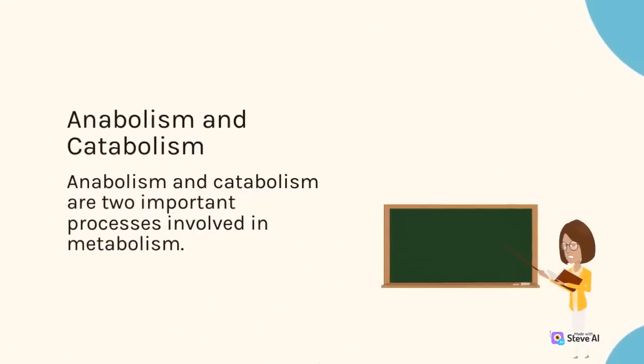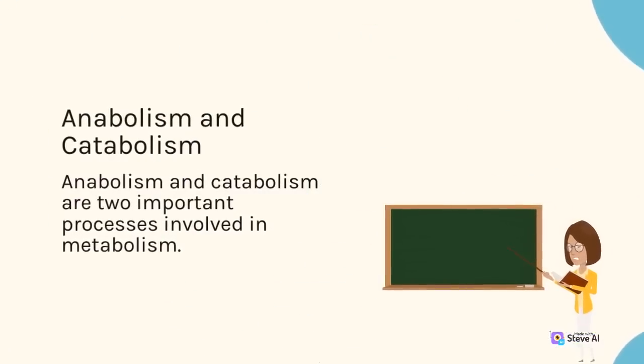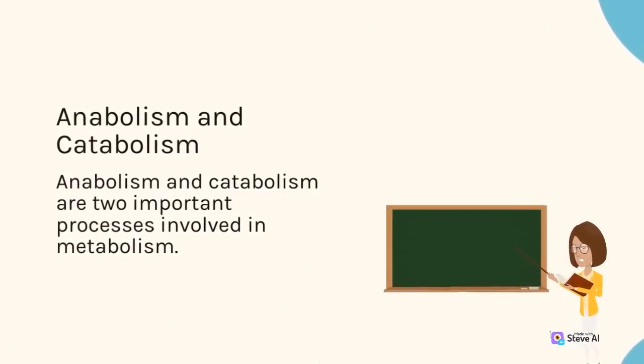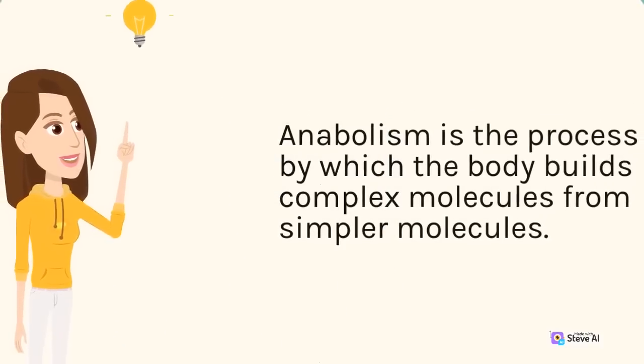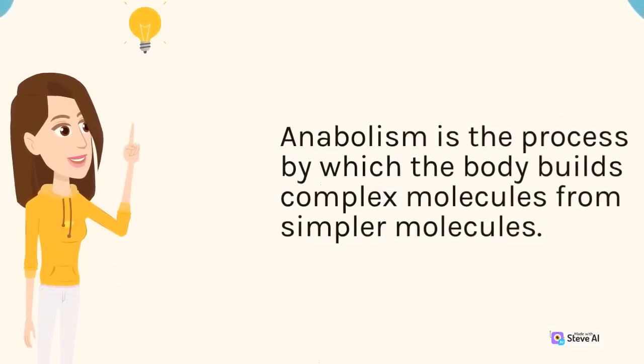Anabolism and catabolism. Anabolism and catabolism are two important processes involved in metabolism. Anabolism is the process by which the body builds complex molecules from simpler molecules.